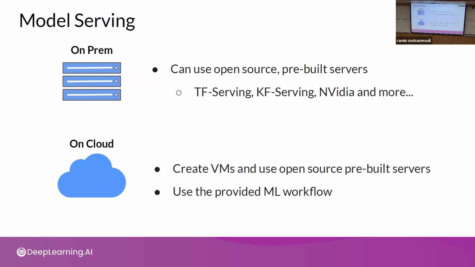So when it comes to on-prem, you can use a series of open source libraries like TF Serving, KF Serving, and NVIDIA, and we're going to go over those today. There are different binaries that you can use to serve the model on-prem. And when we use the cloud, as you have all seen, you can use VMs, Kubernetes, Cloud Run, and Cloud Functions. They're all available for you to use, with different microservices available to serve your model.